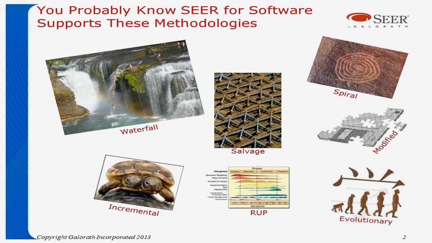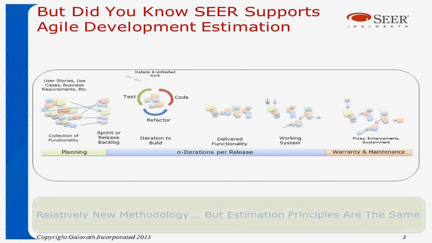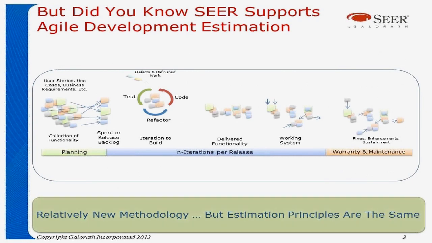Most of you probably know that SEER for software supports many varieties of methodologies, waterfall, spiral, etc. But most of you may not know that SEER comes out of the box ready to support Agile development estimation. And while Agile is a relatively new methodology, the estimation principles are going to be the same.